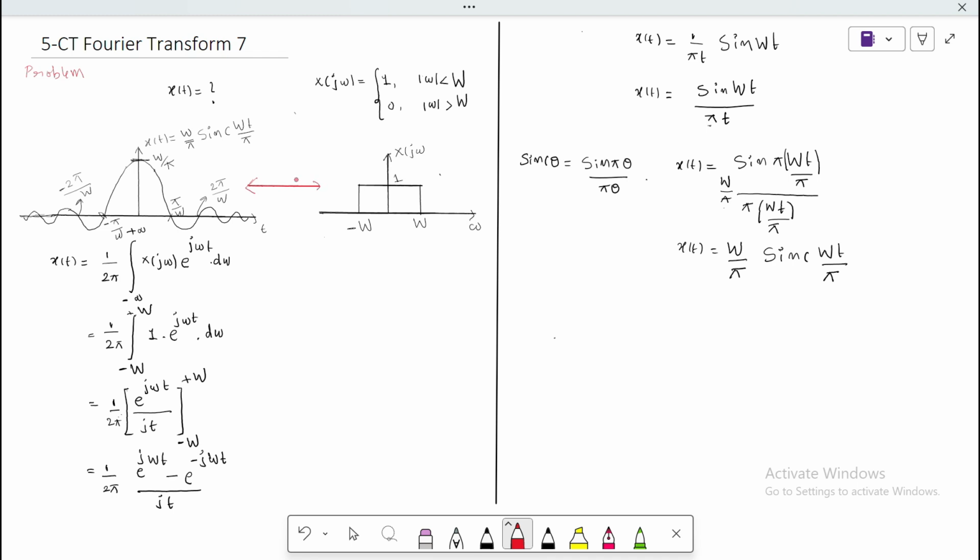So the sinc function's continuous time Fourier transform is a rectangular pulse. In the previous case, the rectangular pulse's Fourier transform is a sinc function, and vice versa. So this property is called the duality property.